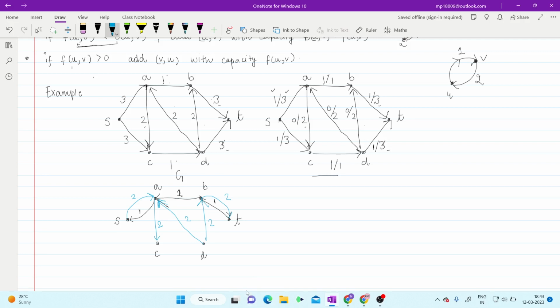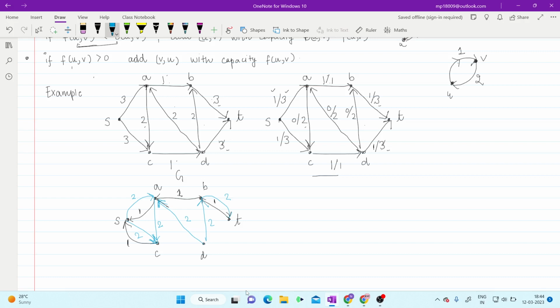And what about SC then? Forward edge is 2 and backward edge is 1. Yes, forward edge is 2 and backward edge is 1. So basically the edge in the opposite direction has weight equal to the flow, which is 1, and the edge in the same direction has capacity which is the difference.